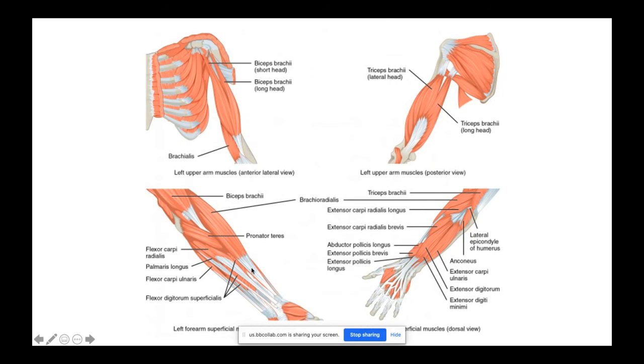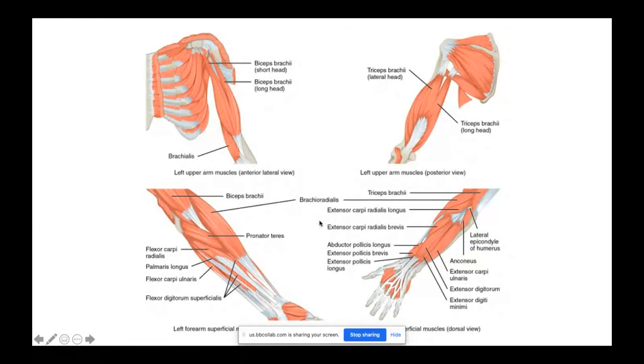Okay, lower left and lower right. The lower left is the anterior forearm, and the lower right is the posterior forearm. On the anterior forearm, they all tend to be flexors of the wrist. Anything on the anterior forearm that crosses the wrist is going to flex the wrist. And what's true on the posterior side, anything on the posterior forearm, posterior radius and ulna, that crosses the wrist, they're going to be extensors. They're going to extend the wrist. So flexors of the wrist are on the anterior forearm, extensors of the wrist are on the posterior forearm.